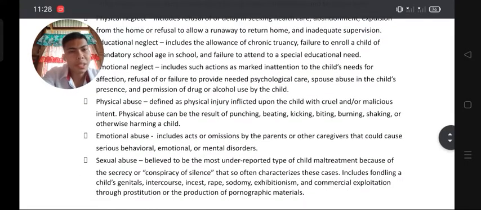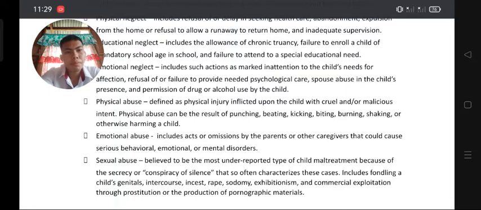Physical abuse is defined as a physical injury inflicted upon the child with cruel or malicious intent. Physical abuse can be a result of punching, beating, kicking, biting, burning, shaking, or otherwise harming a child. Emotional abuse includes acts or omissions by the parents or other caregivers that could cause serious behavioral, emotional, and mental disorders.